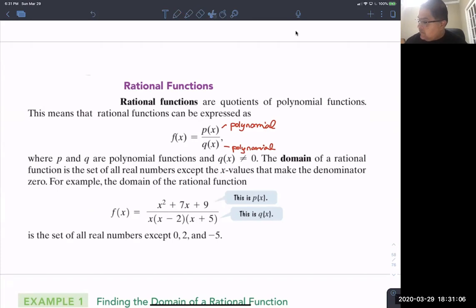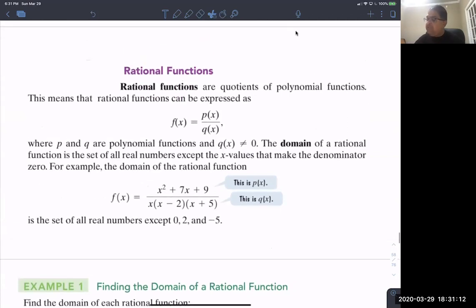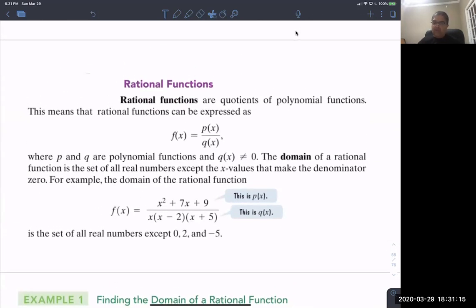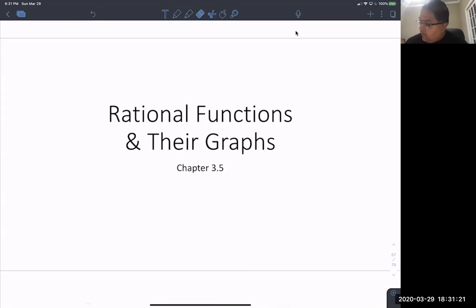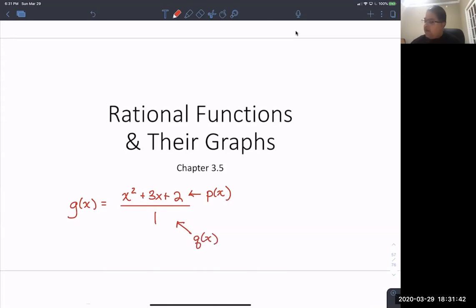Now, the domain of a rational function changes depending upon my value of q of x. So in general, when we were talking about, say, the rational function which is a polynomial function, x squared plus 3x plus 2 over 1, in this scenario, p of x is x squared plus 3x plus 2, and q of x is a constant 1. And because the function q of x is a constant, we say that the domain is all real numbers.